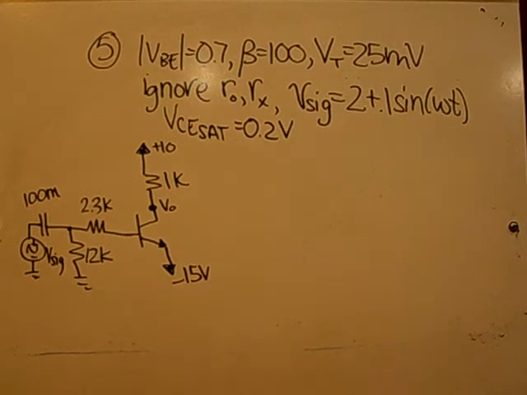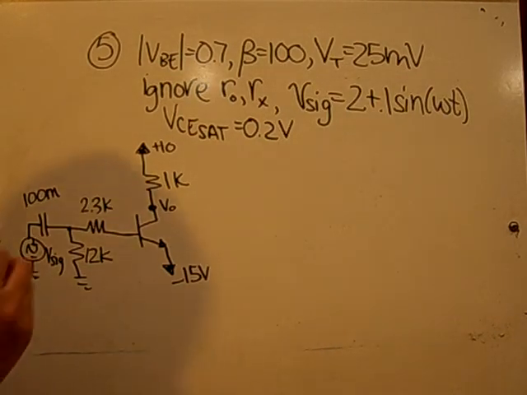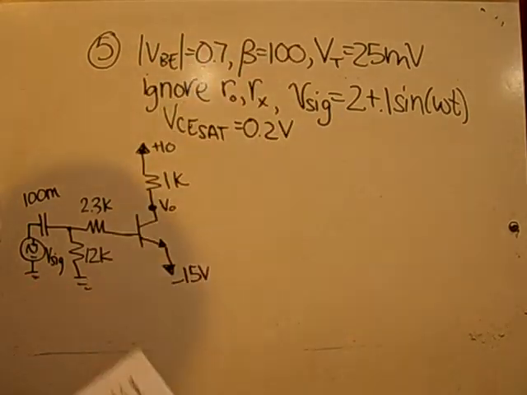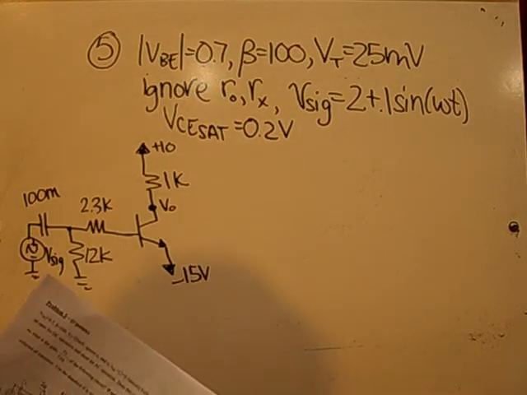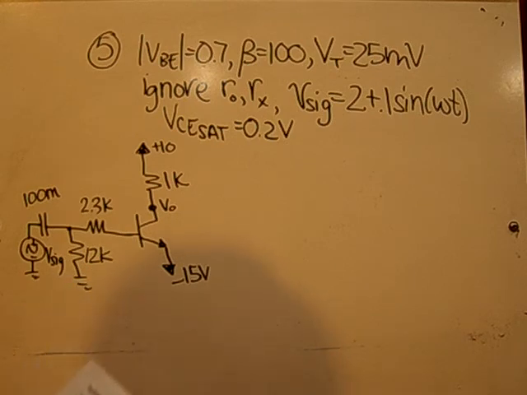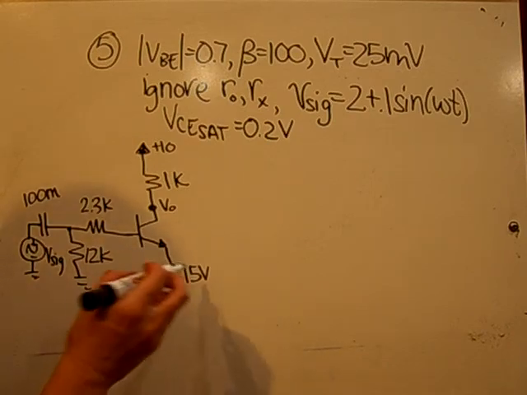This is problem number 5 for exam 3 review. So you're given these values and you want to know if this circuit operates as a linear amplifier or not. So the first step is to determine, is it in the active or the saturation region.